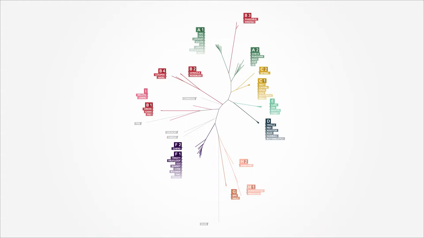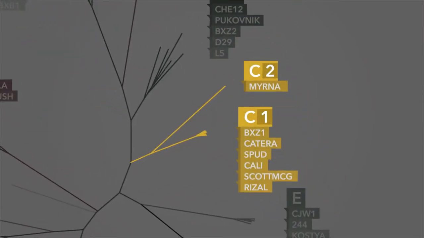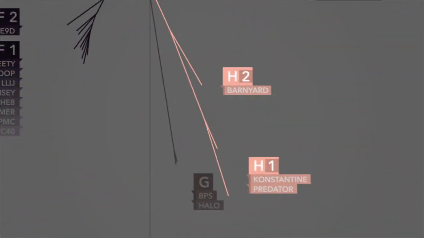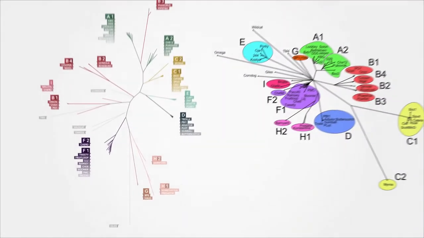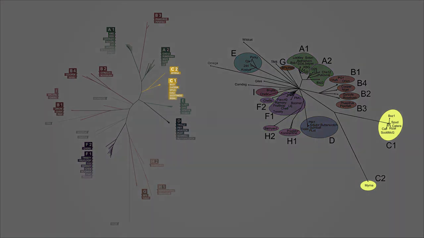Not only that, but subclusters of the same parent cluster also tended to group together. You can see here that cluster A subclusters are in the same general region of the tree, as are subclusters of clusters C, F, and H. This also meant that our alignment-free tree corresponds closely with the alignment-based tree in Hatfield et al. In particular, you can note the similar geometry with cluster C and cluster F.